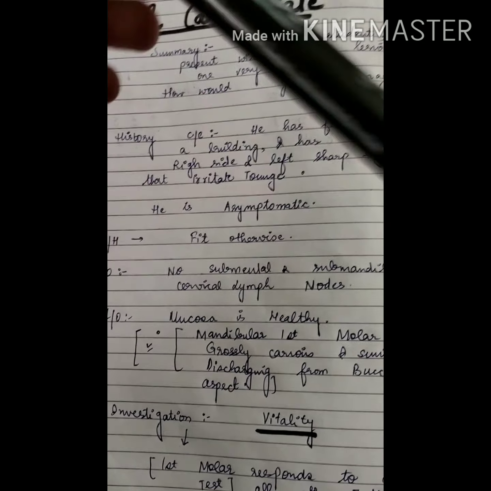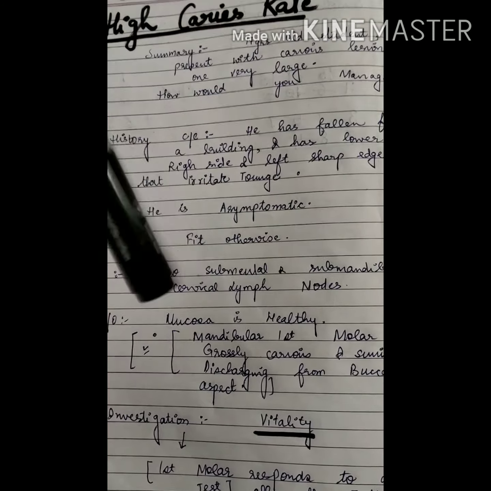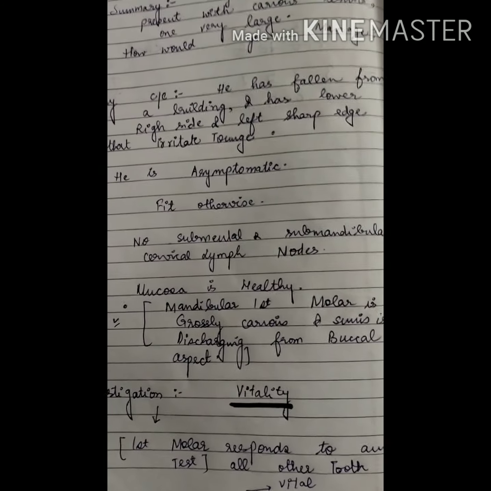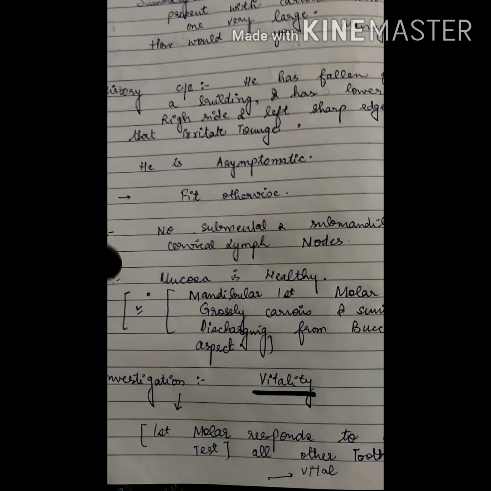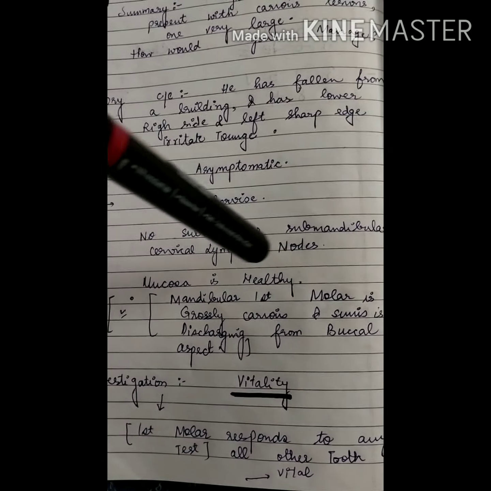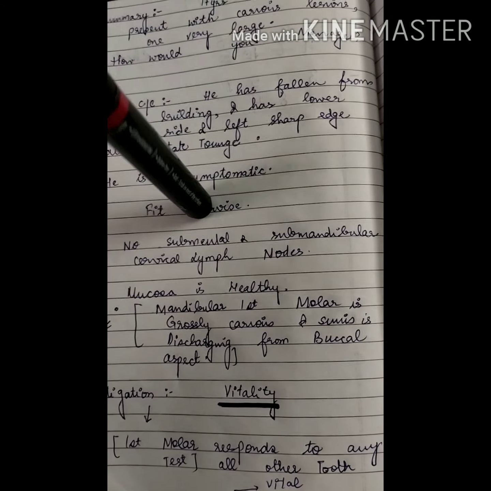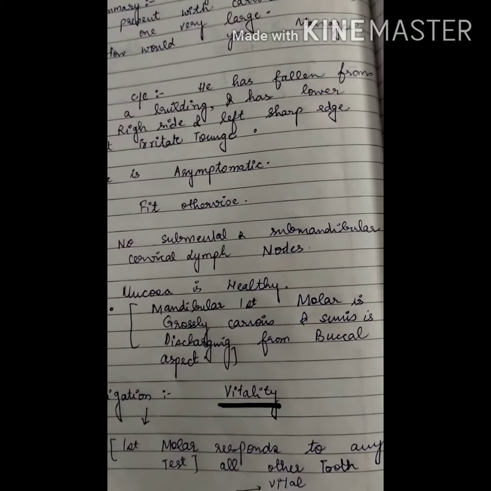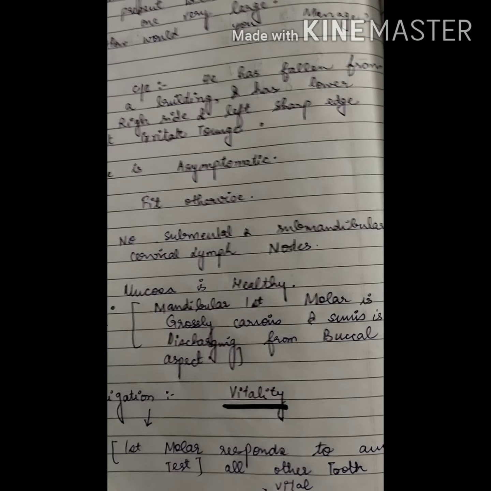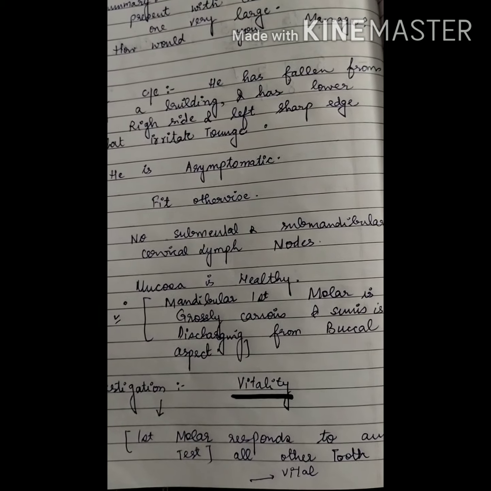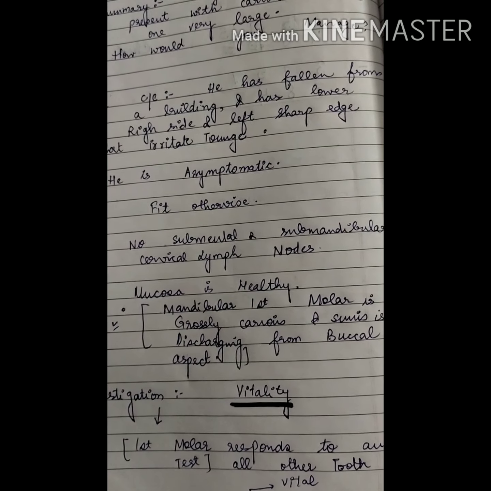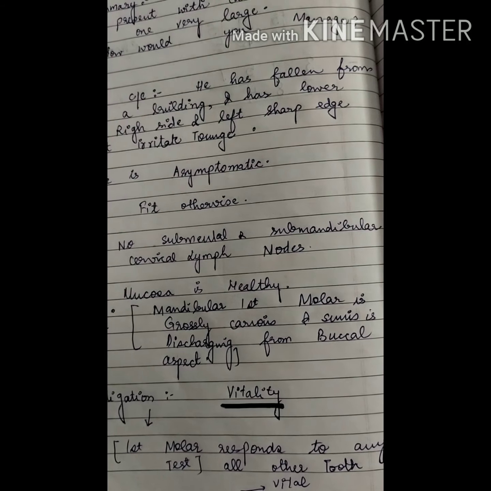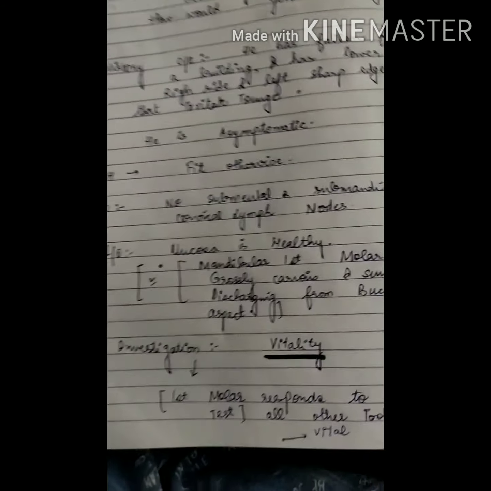Extraoral examination: no submental, sublingual, or cervical lymph nodes are present. Intraoral examination: mucosa is healthy. While doing the intraoral examination, the mandibular first molar is grossly carious. A sinus is discharging from the tooth from its buccal aspect.